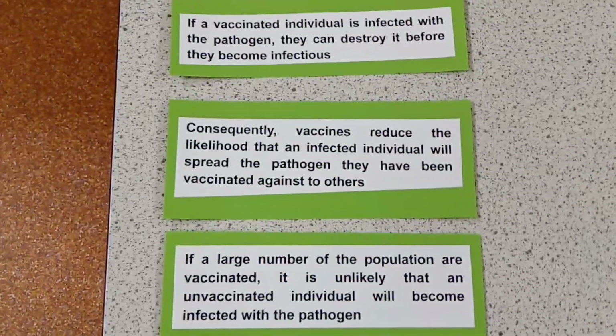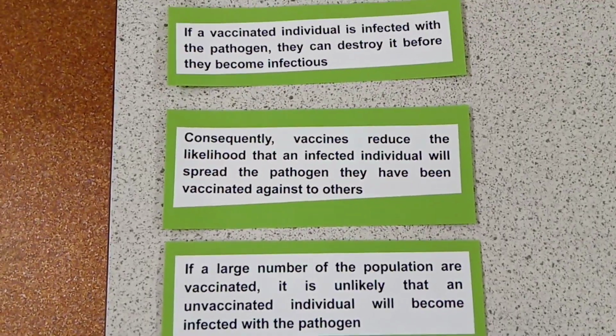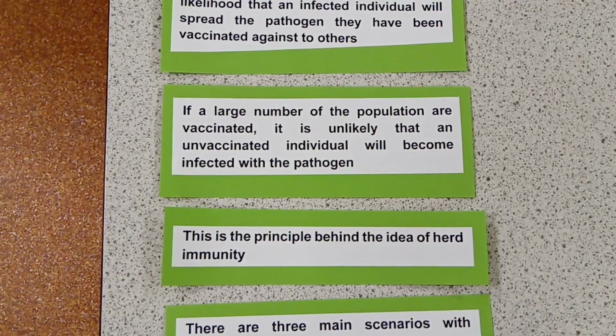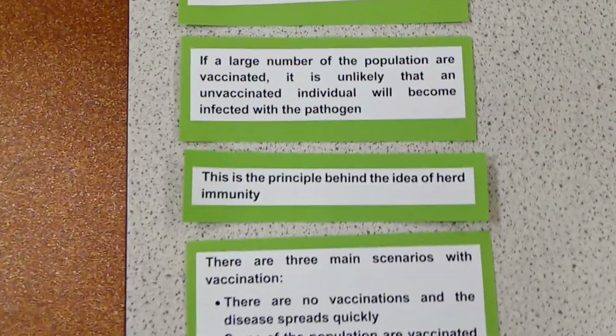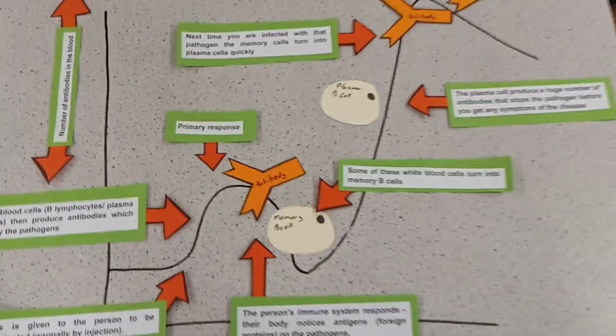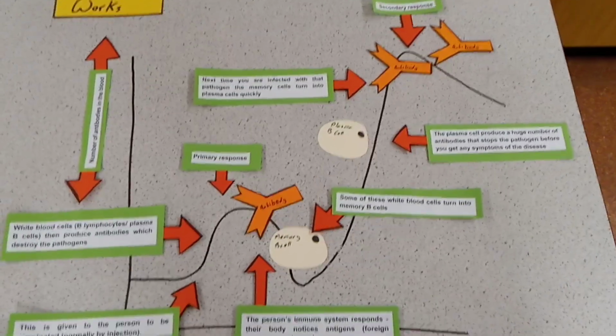Consequently, vaccines reduce the presence of that pathogen in the population. So if a large number of that population are vaccinated, it's unlikely that the pathogen will be able to spread.